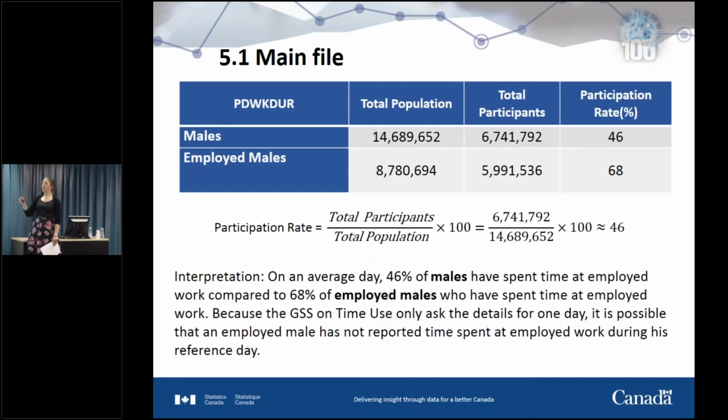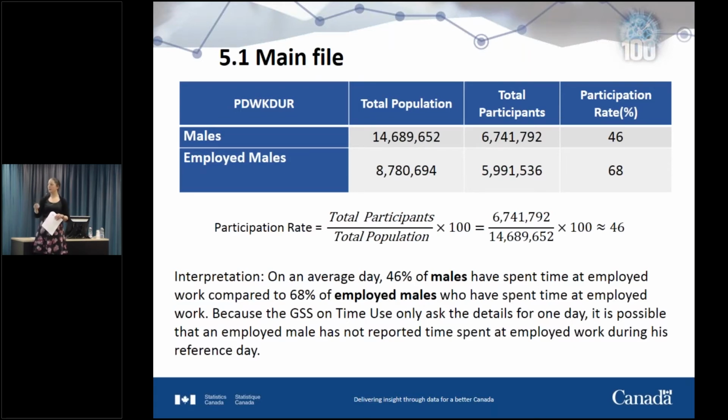The second participation rate, the difference is that we look at employed men. For the numerator, we would do the sum of the weights for respondents that are employed men and did some paid work, and the denominator, instead of only having men, we would have employed men, the sum of the weights for employed men. So this is what we get. On an average day, 46% of males have spent time at employed work compared to 68% of employed males who have spent time at employed work.